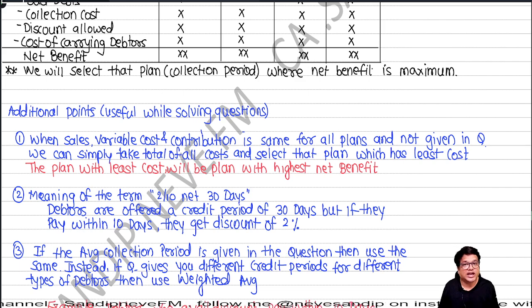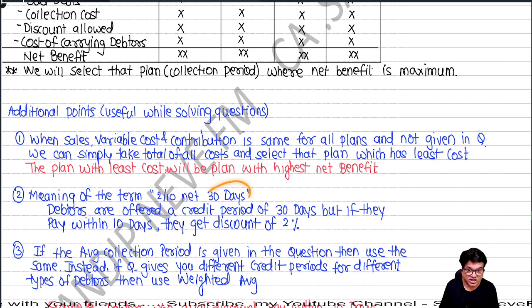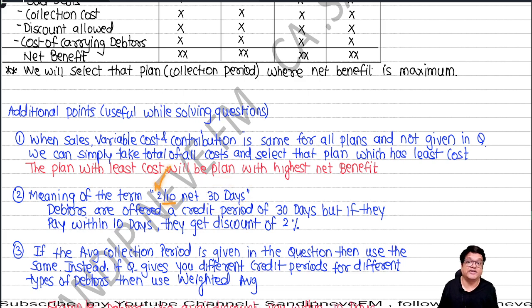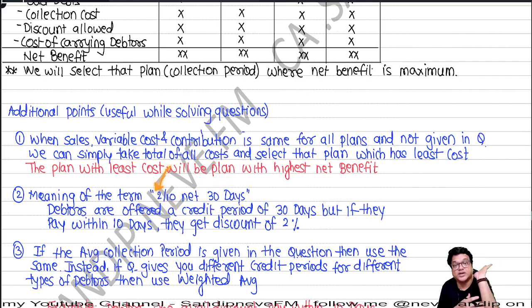So what we do, we calculate on the basis of cost. We take the total of all costs and select that plan where the total cost is minimum. Remember? Then the meaning of the term 2 by 10 net 30. You remember that? Debtors generally pay within 30 days, but if they pay within 10 days, they will get a 2% discount.